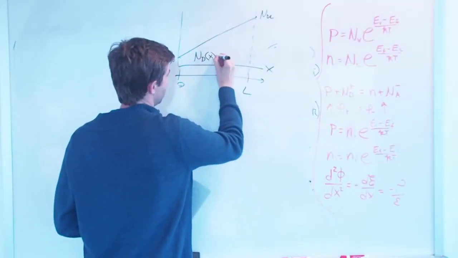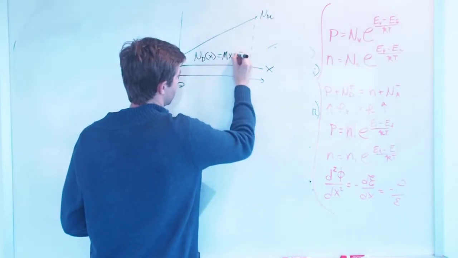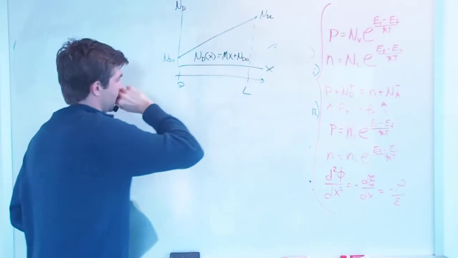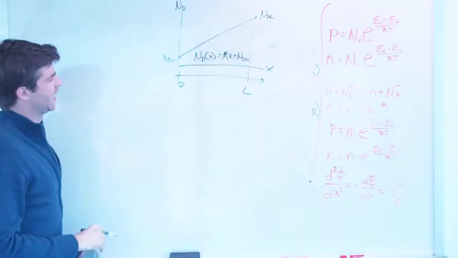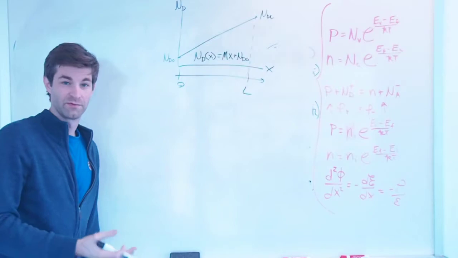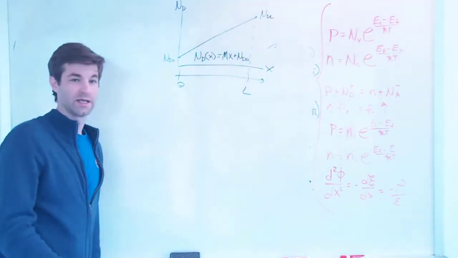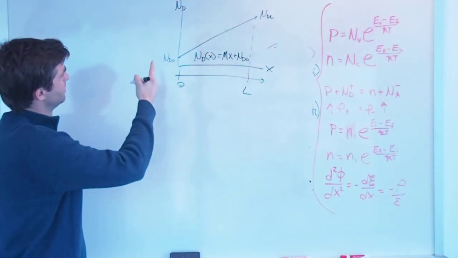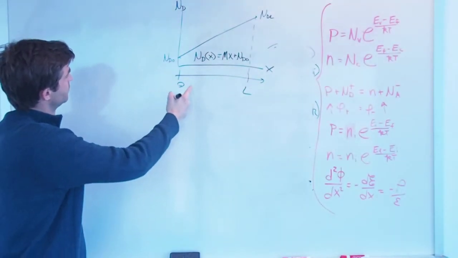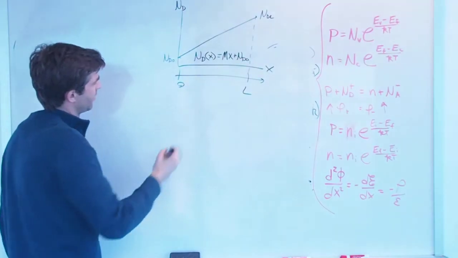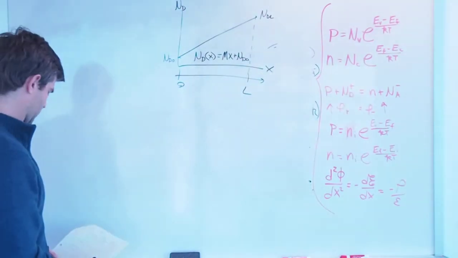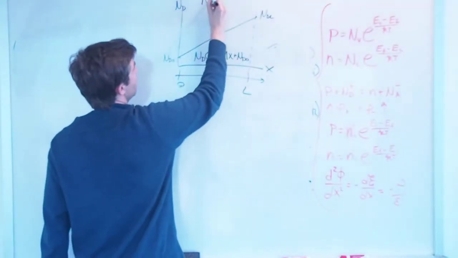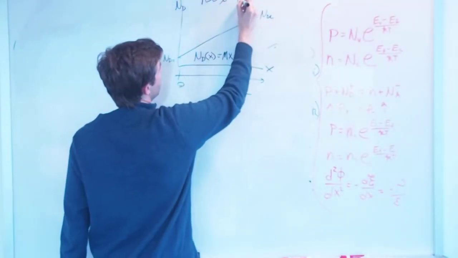N_D of x equals m x plus N_D naught, right? Okay, so now doping is a function of x. It varies over position, so there's a doping gradient. Furthermore, it has some linear equation of that. So that means that we're going to assume 100% ionization.